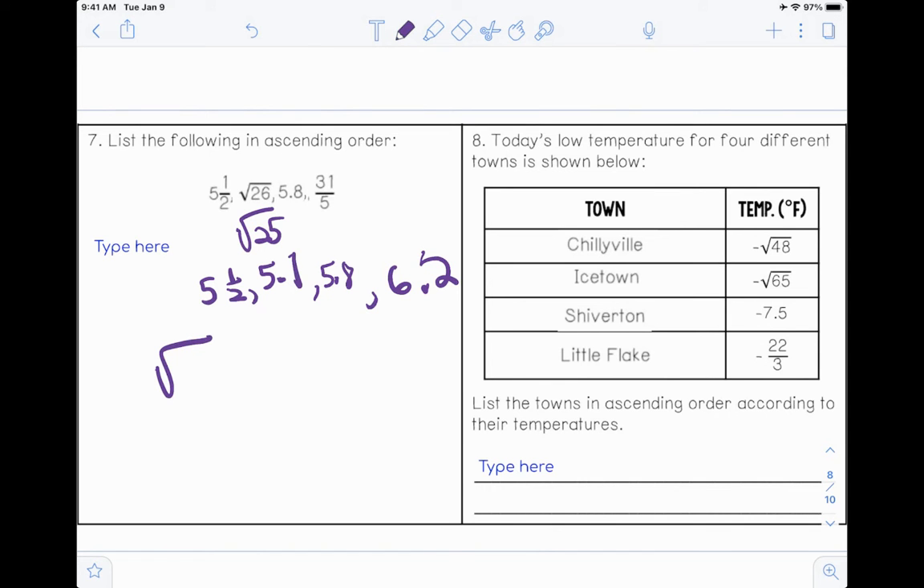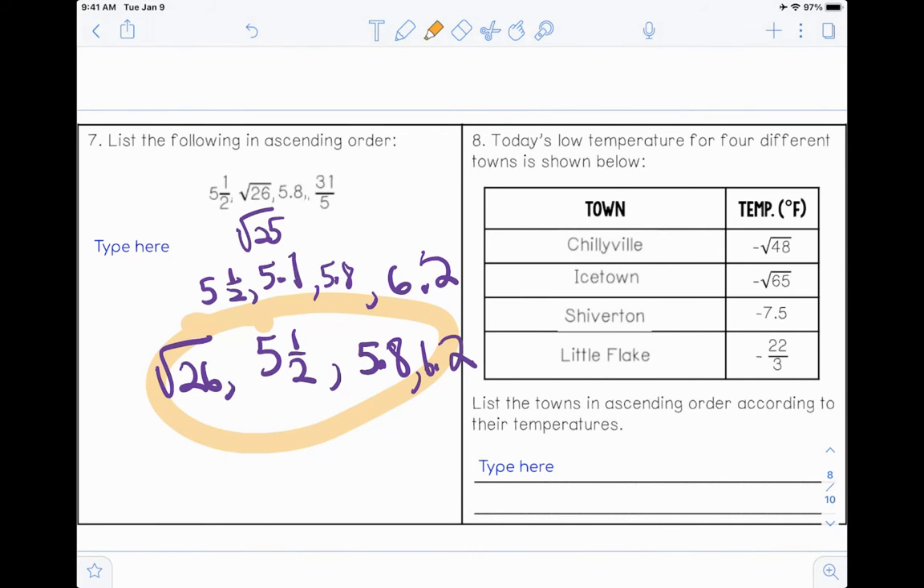So we have the square root of 26, and you notice I'm leaving this in the form that it was originally written as. We have 5.5, and then we have 31/5, which is 5 and 8/10, and then we have 6 and 2/10. And that would be our final answer.